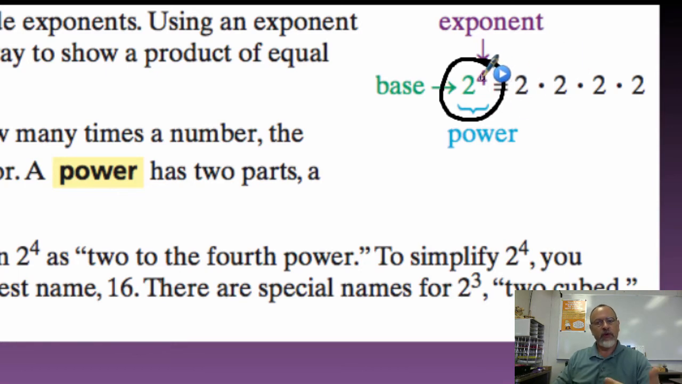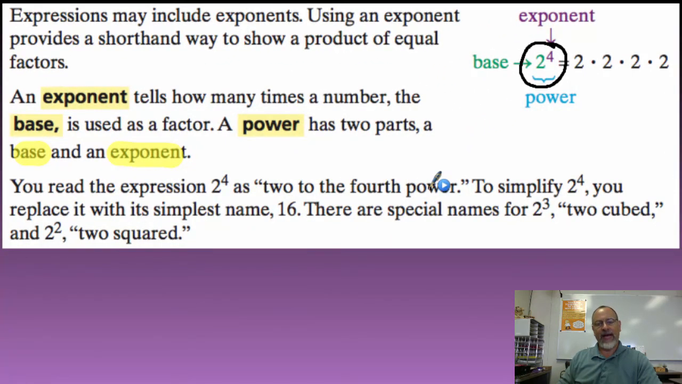Anyways, the exponent is what we call the power, and the base is the base. And so together this makes up a power. So we would read this as 2 to the 4th power.